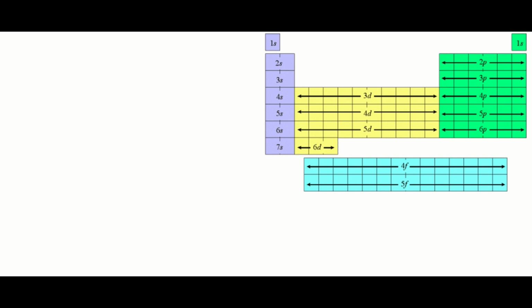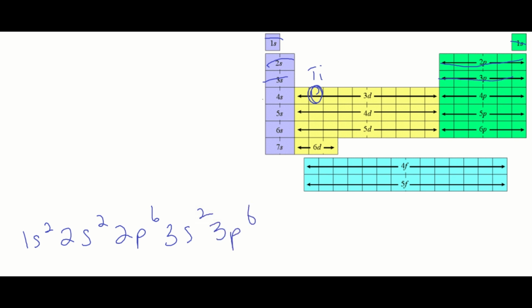So let's say you're asked to write the electron configuration for titanium, which is number 22 right there. You would start with a 1s orbital. You'll put 2 electrons in there. So it would be 1s2, followed by 2s2, followed by 2p6. Again, these superscripts represent the number of electrons in those orbitals. It's not a mathematical function. 3s2, 3p6, 4s2, and then titanium is in the second column of the 3d block, so it's 3d2.